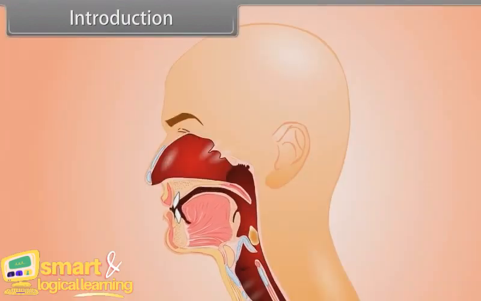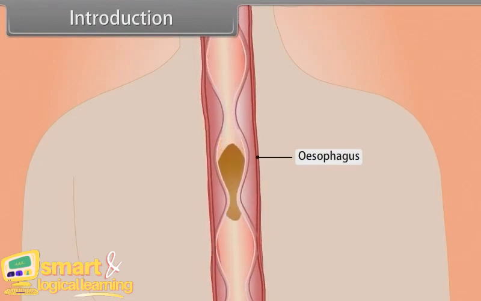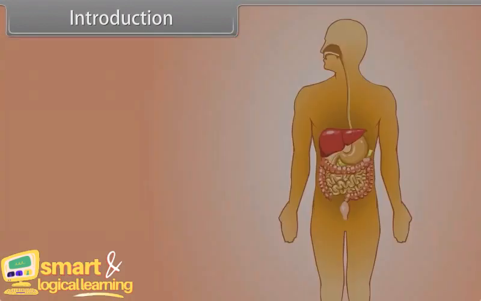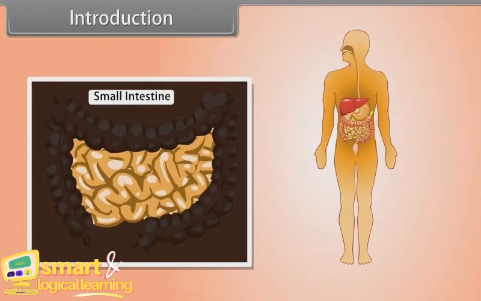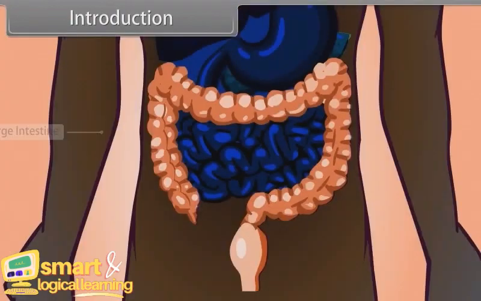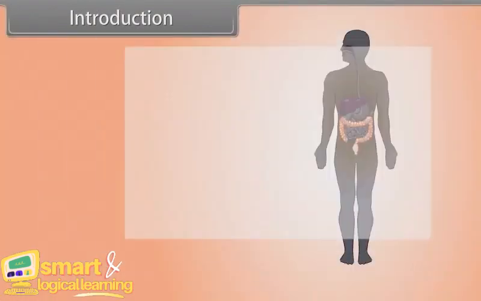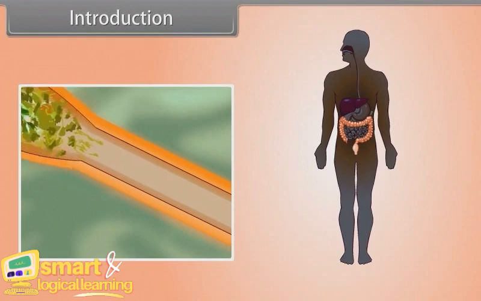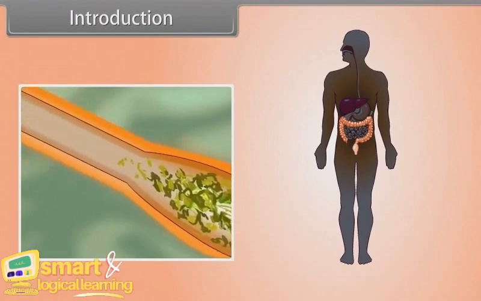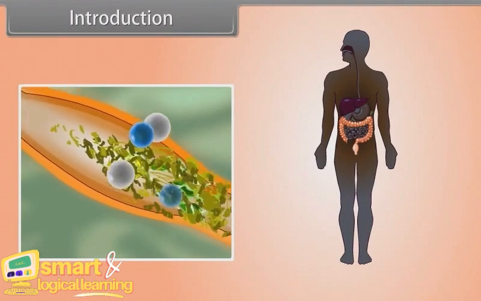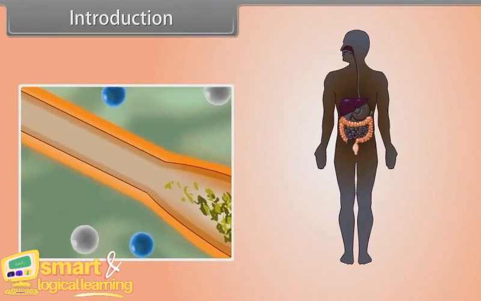Yes, through the mouth and then through the esophagus, food goes to the stomach where digestion of protein starts, and then food enters the small intestine, from where the undigested food goes to the large intestine and is then ejected out of the body through the anus. After the digestion of food, the nutrients are absorbed from the digested products. So, throughout this module, we will learn digestion and absorption.